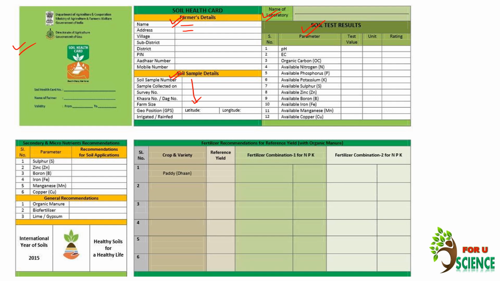We will see from where the farmer can get this result. Here all 12 parameters are listed with test value, unit and their rating. Based on that, the secondary and micronutrient recommendations are also listed. This lower part will enlist the recommendations. So the upper part shows all the details, and the next part shows only the recommendations. Then there is a crop or variety wise recommendation also given. Here one important thing is given, that is the International Year of Soil, that is 2015.